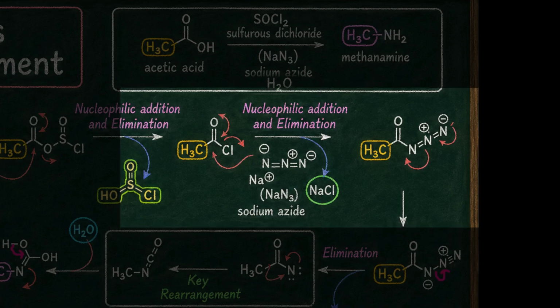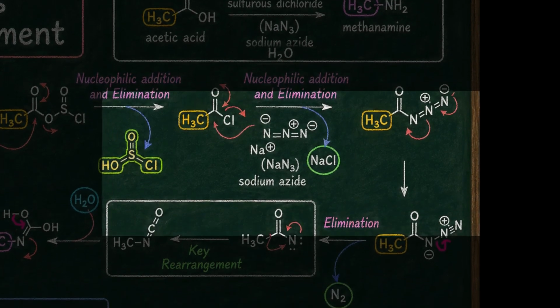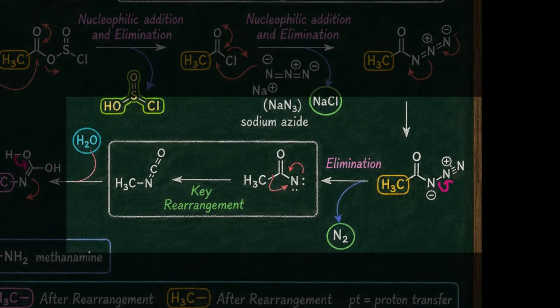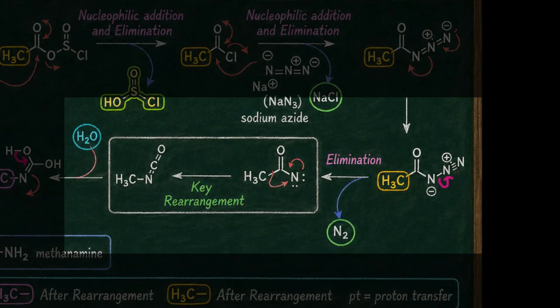Step 3. Now we come to the most important step, the Curtius rearrangement itself. We start from the acyl azide, RCON3, formed in the previous step. Thermal activation. On heating, the acyl azide becomes unstable. The key event begins with the loss of nitrogen gas, N2. Remember, nitrogen gas is extremely stable, so its formation strongly drives this reaction forward.